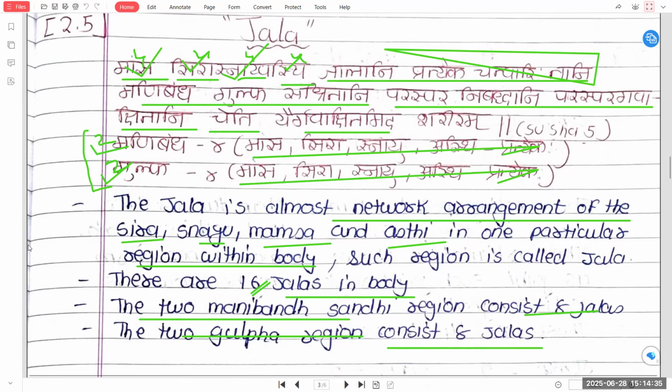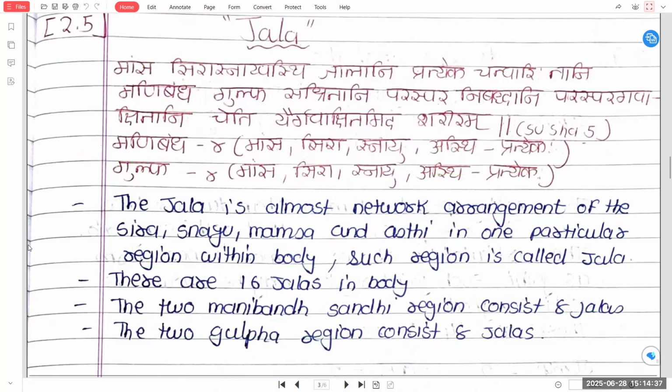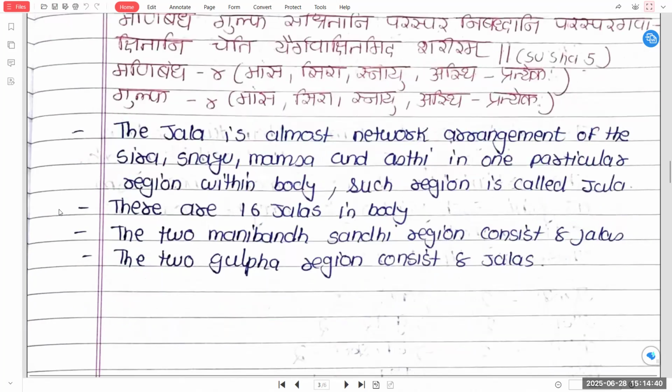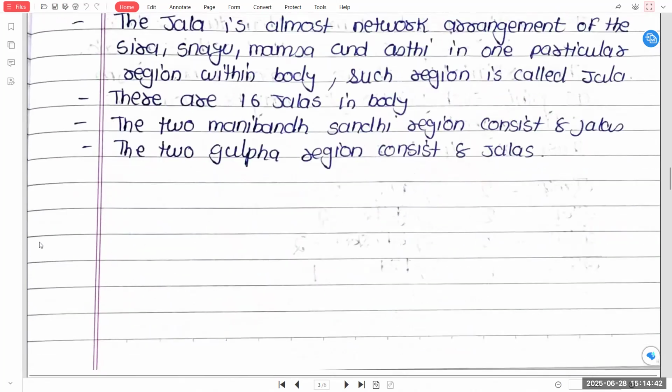Understood? This is a most important short answer question. So for Jal, you need to remember the shloka if you can.